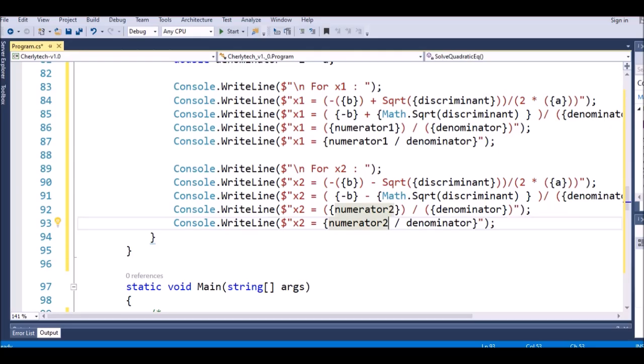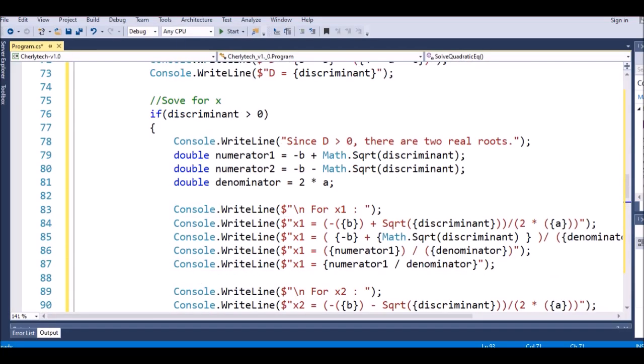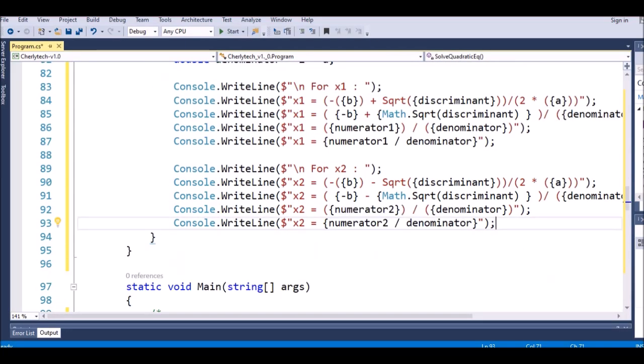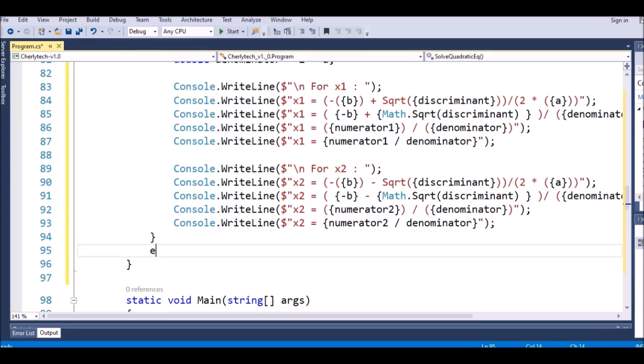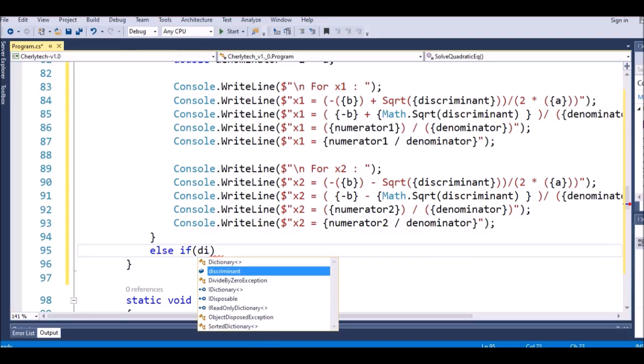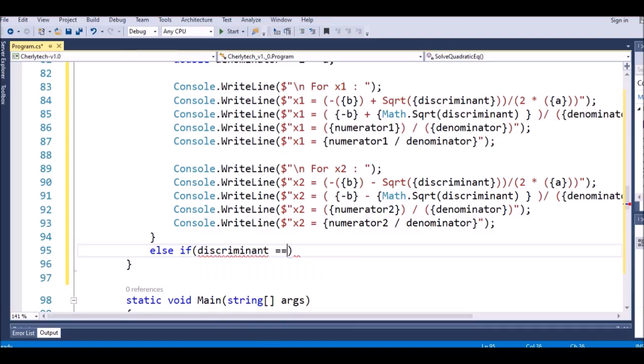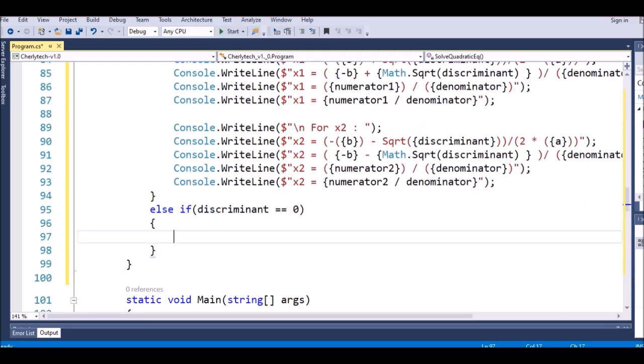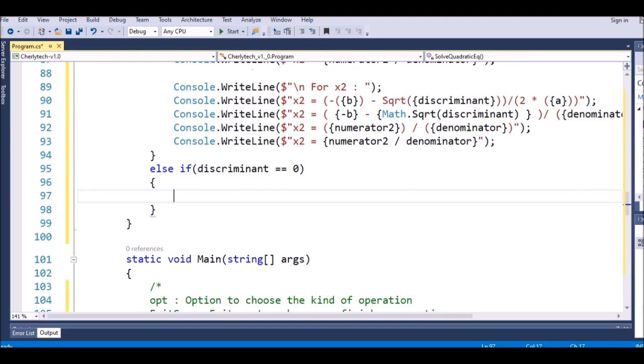Okay, so now we finish for x1 and x2. So next we will consider the case discriminant equal 0. So else if discriminant equals 0. In the case equal 0, it means that we have one solution.